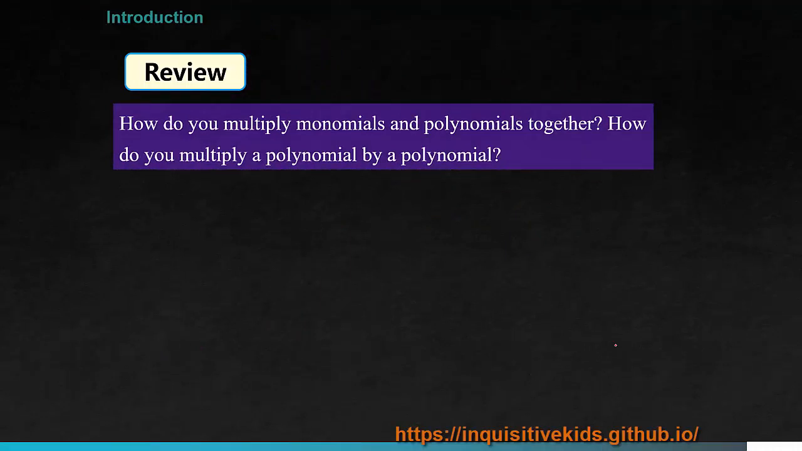How do you multiply monomials and polynomials together? And how would you multiply a polynomial by a polynomial? This is some review. If we're going to multiply a monomial and a polynomial together, we're going to use the distributive property of multiplication to get rid of the parentheses. And it's the same thing for a polynomial. We are breaking it down into 2 smaller steps, also using the distributive property of multiplication. It's just that when we're multiplying a polynomial by a polynomial, we apply the distributive property of multiplication 2 times.